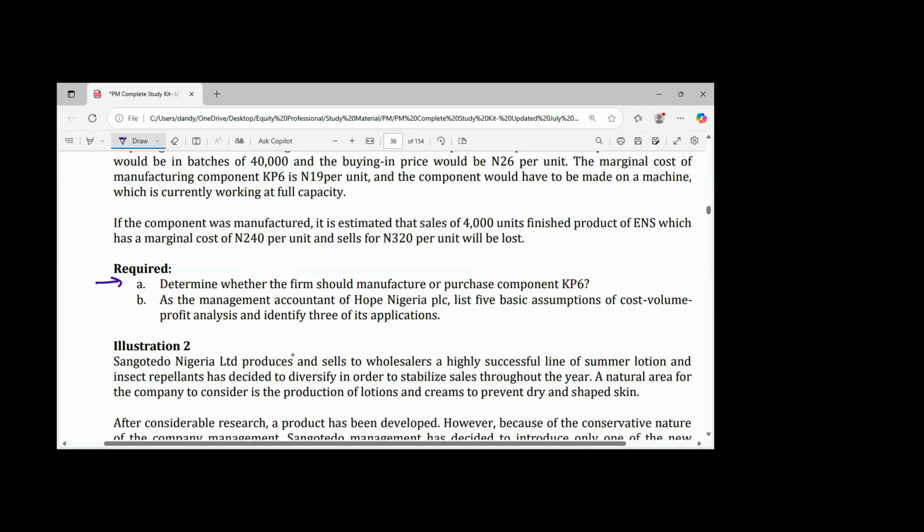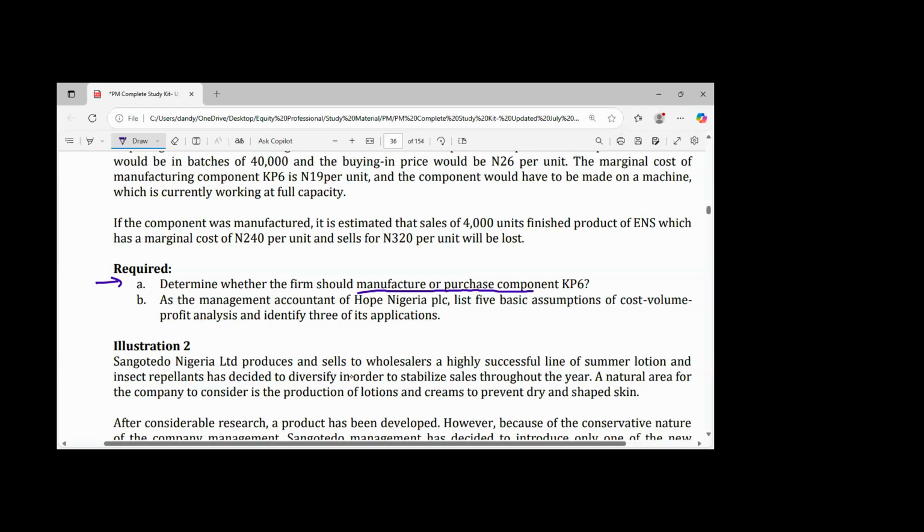So the B part is talking about assumption of a cost volume profit analysis. So it's a topic on its own. When we get there, we'll be discussing that. But for now, in this A part, you have to determine whether the firm should manufacture or purchase the component KP6. So you can see, examiner wants to know whether the company should manufacture or purchase component KP6.